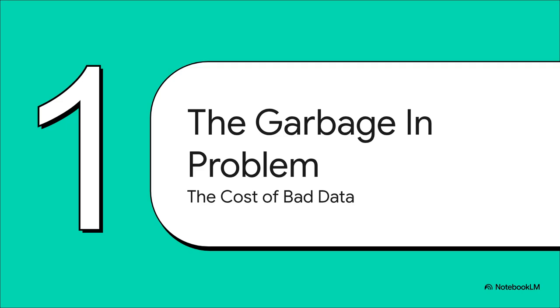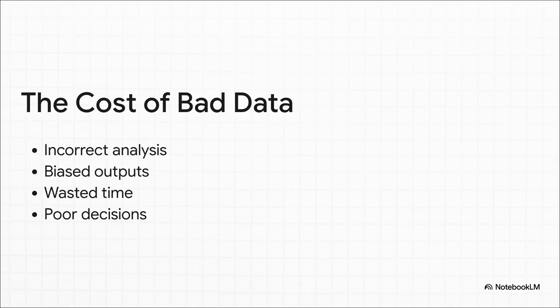So let's really dig into this garbage in problem. What actually happens when that bad data slips through the cracks and infects your system? Well, the consequences can be a lot bigger than you might think. It's like a domino effect. It all starts with incorrect analysis. That leads to biased, skewed outputs, and a ton of wasted time trying to figure out what went wrong. And where does all that lead? To poor decisions based on information that was flawed from the very beginning. That's why getting the input right is just so absolutely crucial.